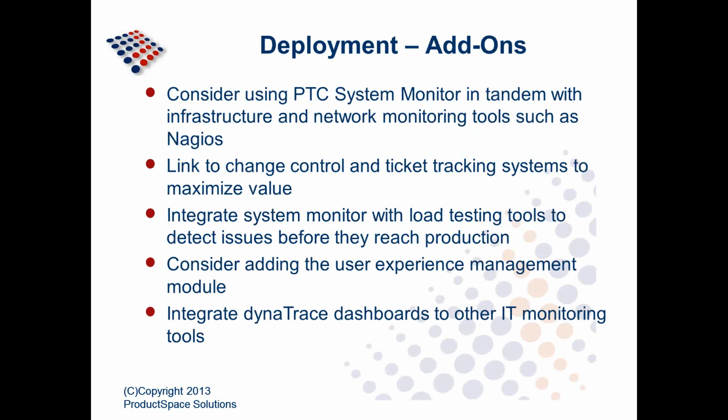A few other things you could consider. System Monitor obviously works well for application level monitoring, but you could consider using this in tandem with tools like Nagios, which do a much better job on infrastructure level or network monitoring. Since we all know that a good chunk of issues arise due to network, having other tools work in tandem allows us to identify issues with the network and so on.